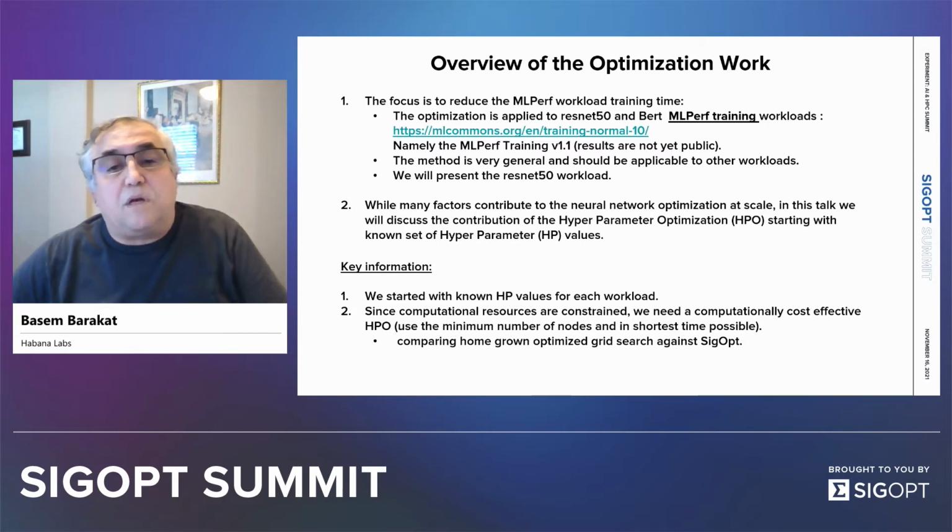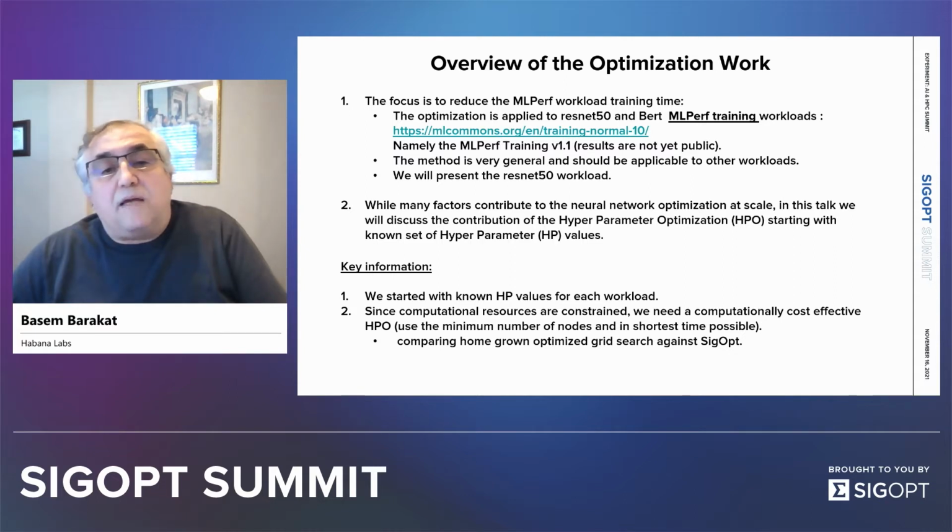We have a submission done for version 1.1, and these results are not public yet. So for that reason, I will not be presenting the results as absolute numbers. We will show relative performance. Once the results become public, we could do that, and probably this is by the end of this month. The method is applied to ResNet 50 and BERT, but it's really general and could be applied to any other workload. But here we will be presenting ResNet 50 because the method is identical.